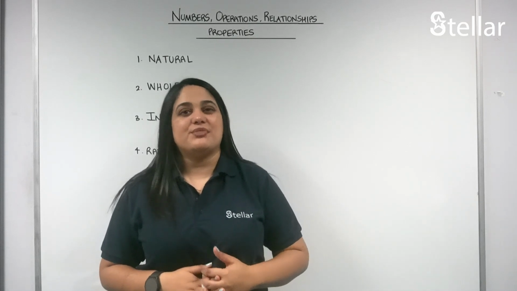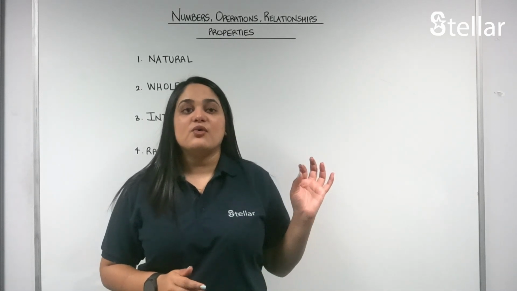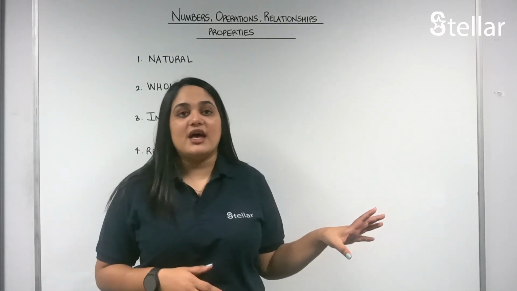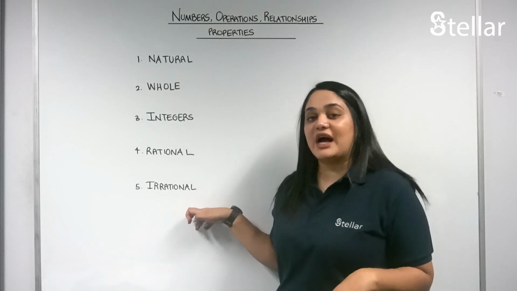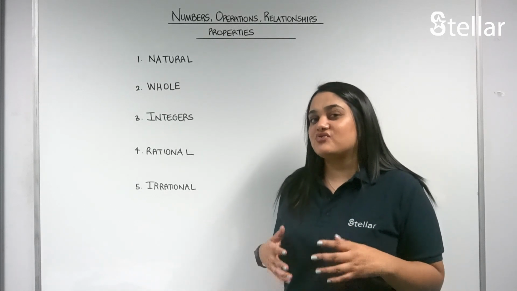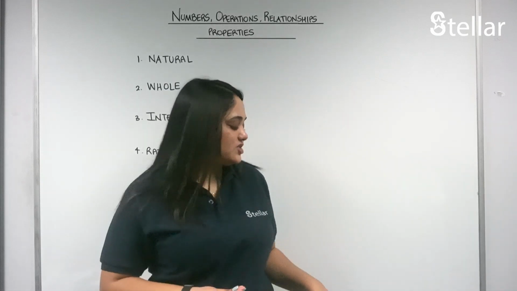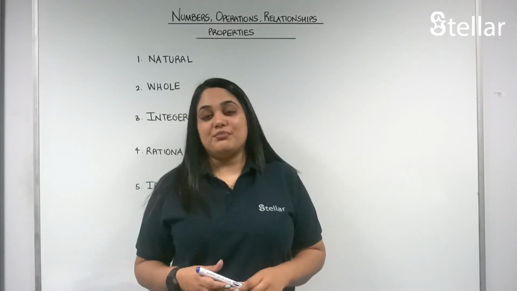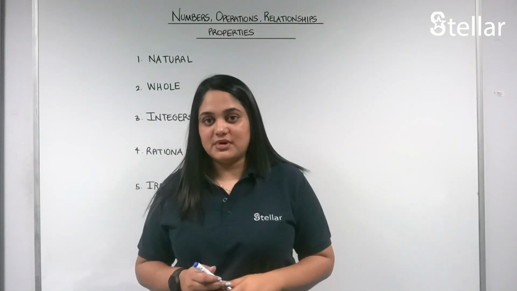Now when we speak about the properties of numbers, we want to look at how numbers are classified, and we have a list of five classifications that best represent numbers, right? So we want to get into it quickly. What would we mean by a natural number?